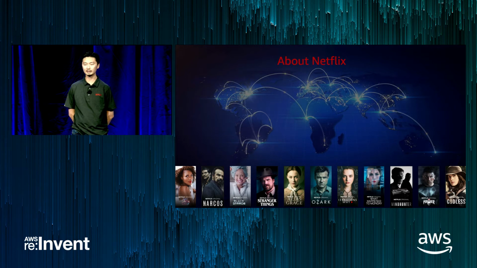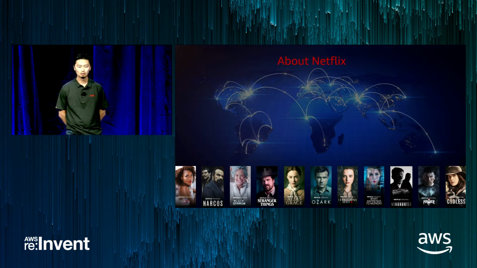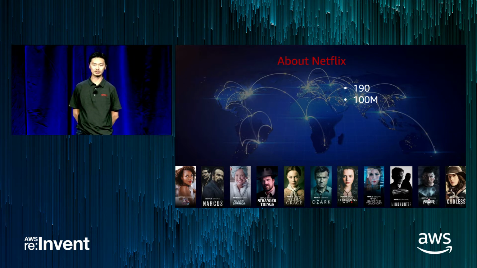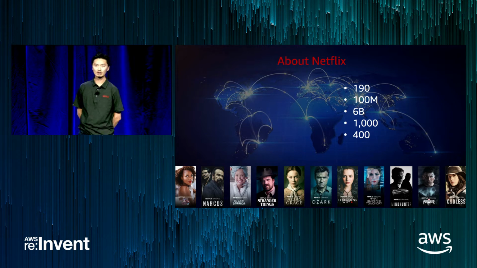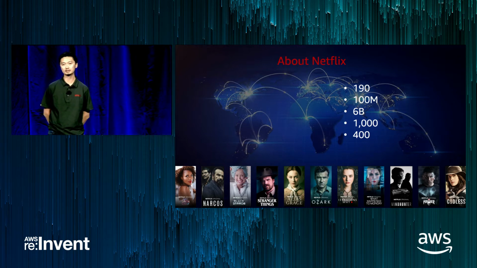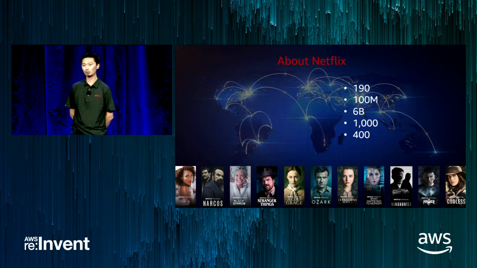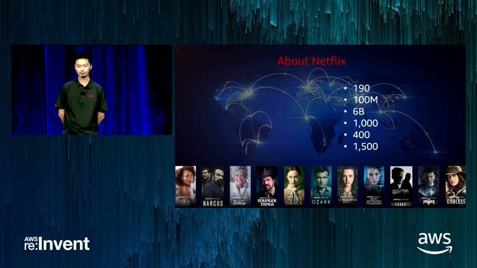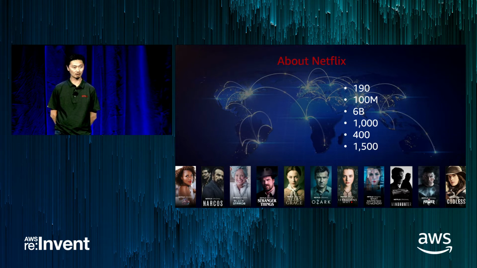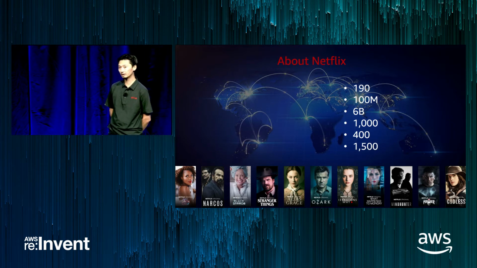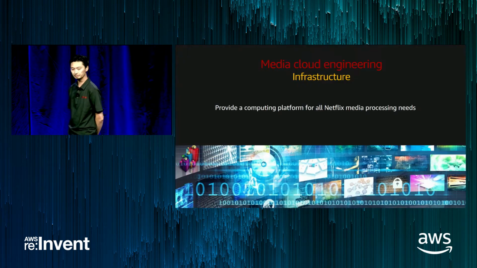Netflix is the world's leading internet entertainment service, with over 100 million members in 190 countries. We have a content budget of $6 billion in 2017 alone, and that results in 1,000 hours of original programming, with 400 original series and movies, along with a lot of great content, some licensed content across the globe. All of these exciting contents are played on 1,500 internet-ready devices.